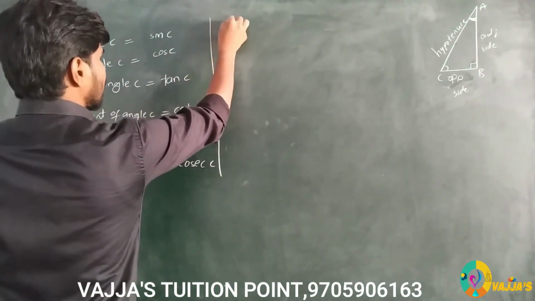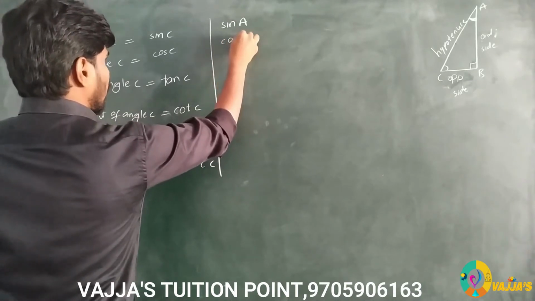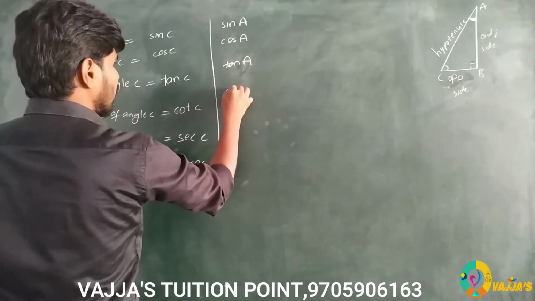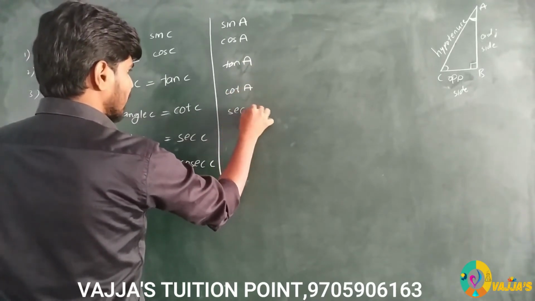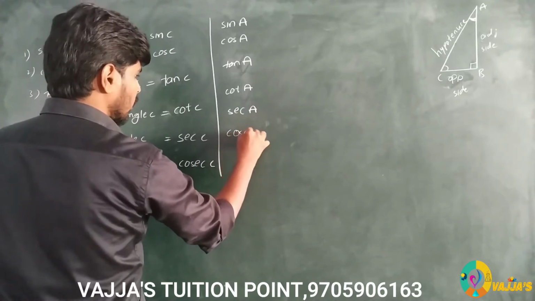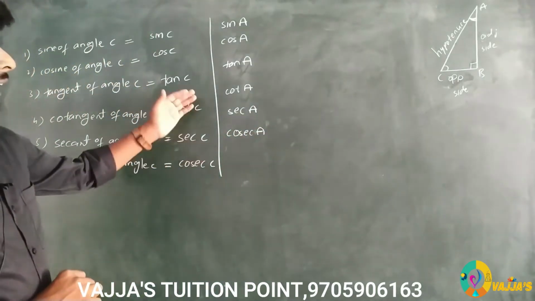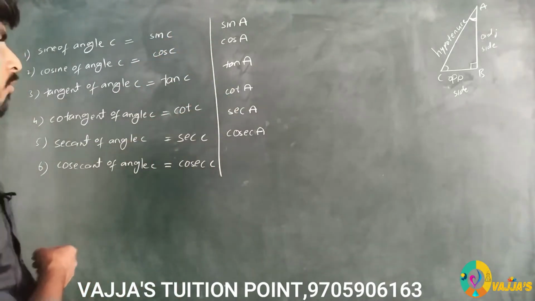Okay. So for example, if I change my angle C to A, what becomes? Sin A, cos A, tan A, cot A, secant A, cosec A. So if the angle changes, my trigonometric ratios change according to that angle.